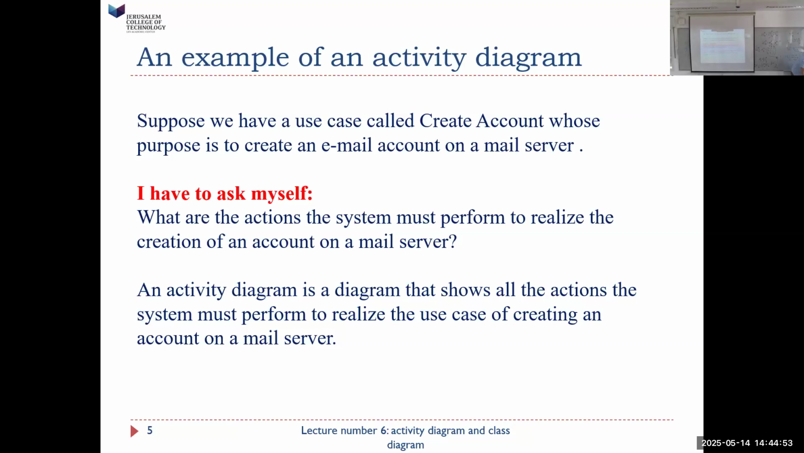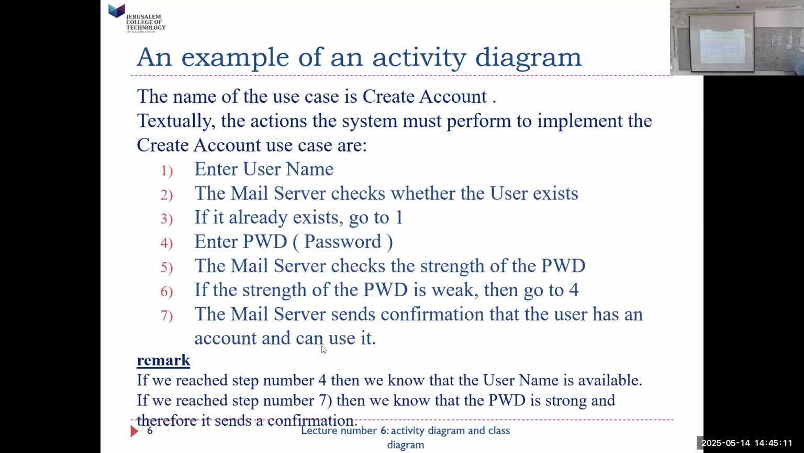Suppose we have a use case called create account, whose purpose is to create an email account on a mail server. I have to ask myself, what are the actions that the system performs to realize the creation of an account on a mail server? An activity diagram is a diagram that shows all the actions the system performs to realize the use case of creating an account on a mail server. We're describing the steps that have to be done to do a certain use case. For example, a use case might be creating an account. That's the most basic kind of use case. And these are the steps.